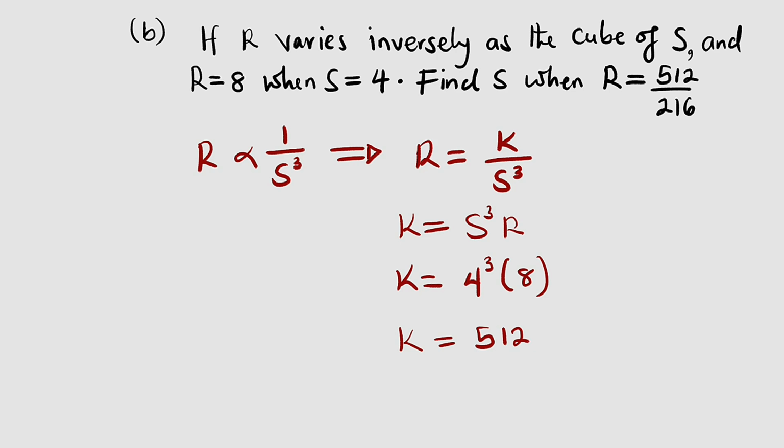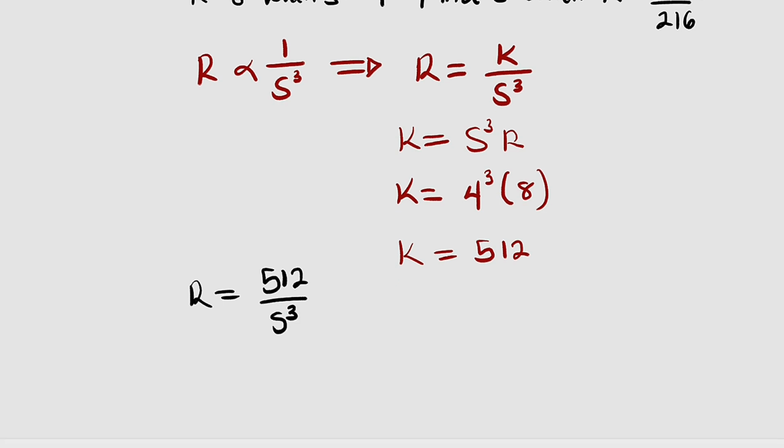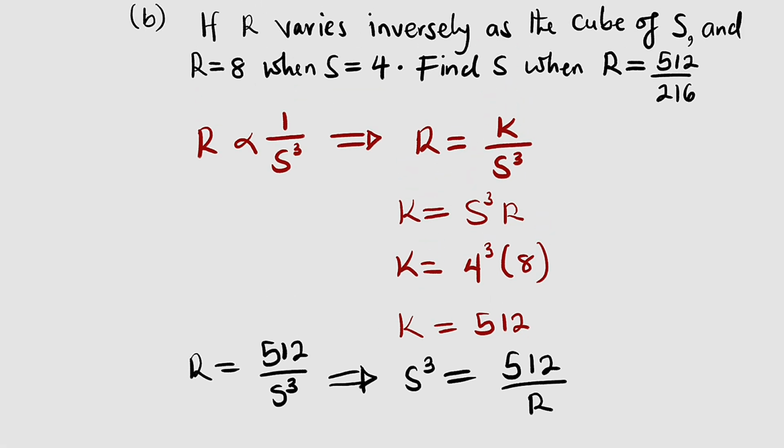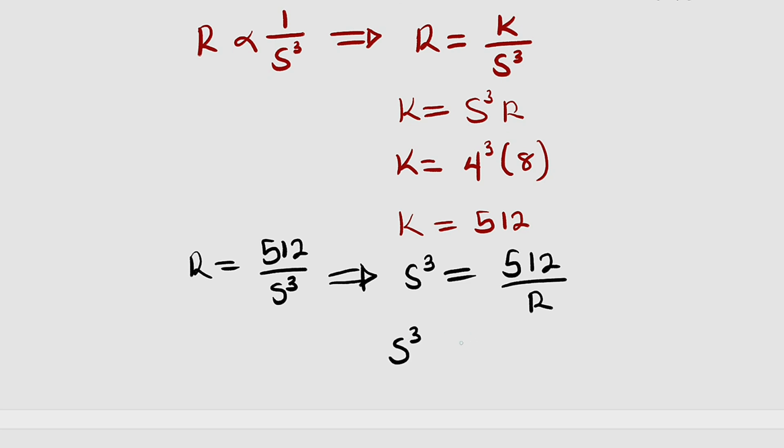So what is the relationship? We want to write S in terms of R. From this equation, we can substitute the value of K. R is equal to 512 divided by S to the power of 3. From here, we can make S the subject, which implies that S to the power of 3 is equal to 512 divided by R. But we are given R as 512 divided by 216.